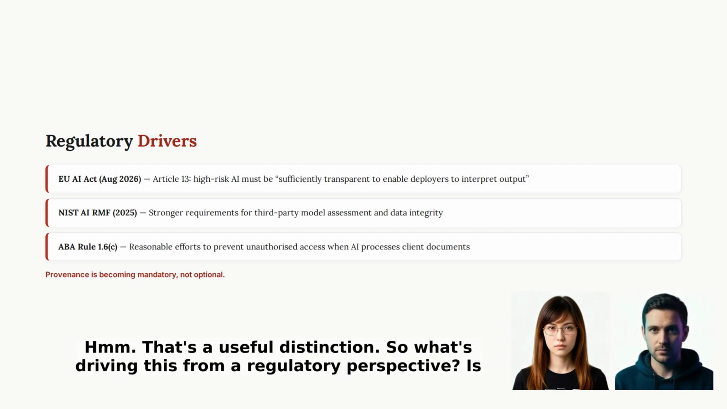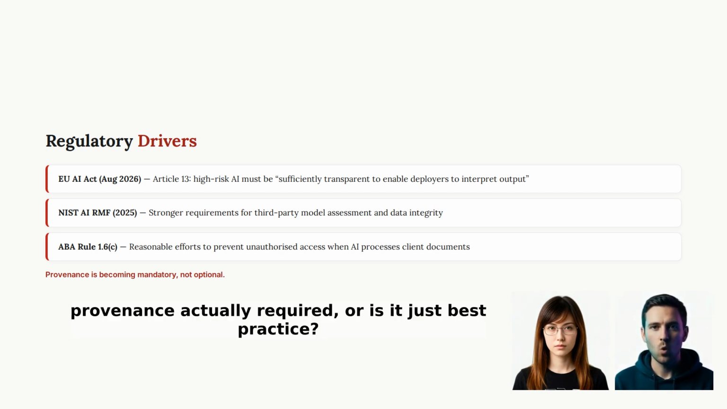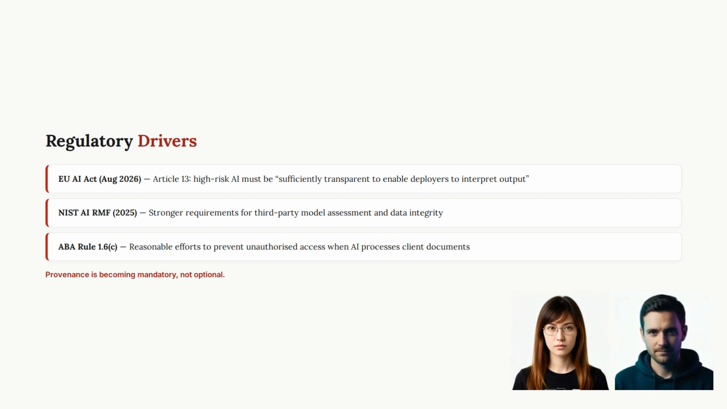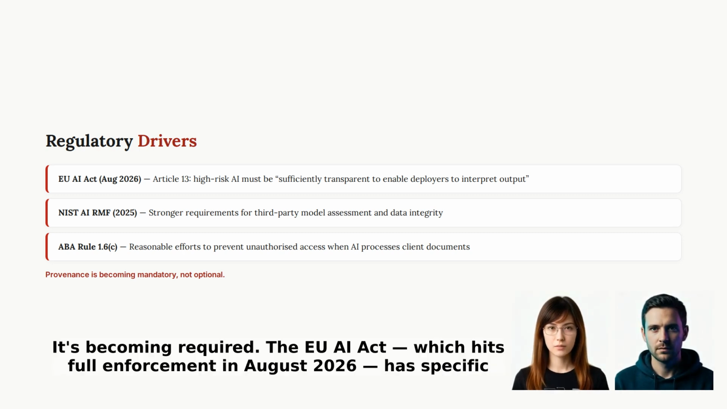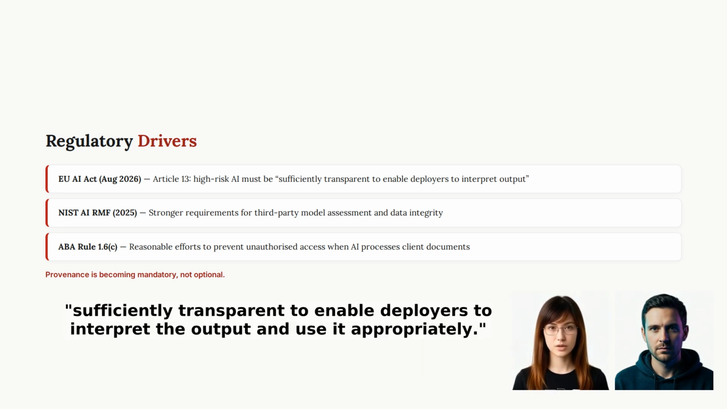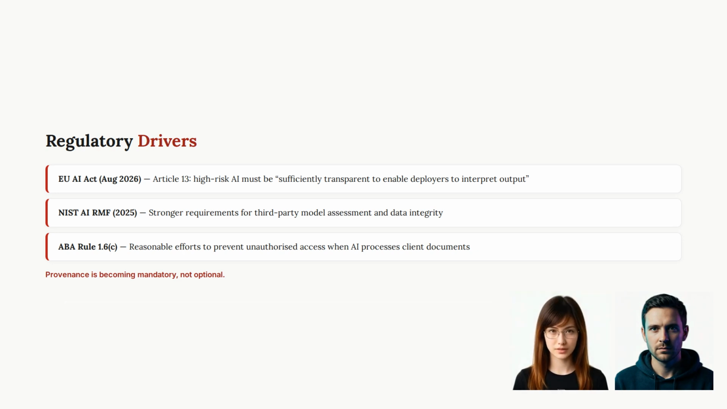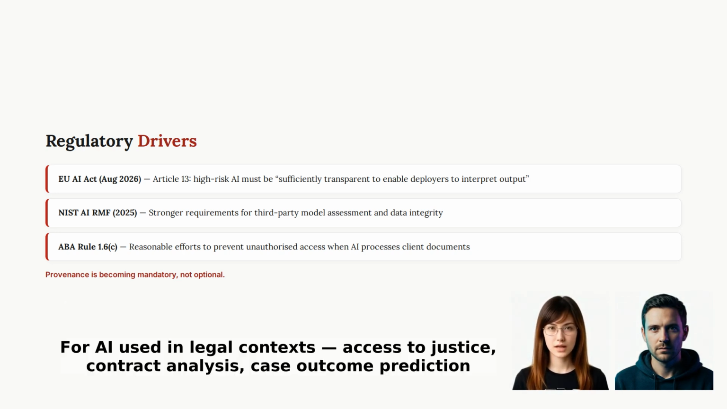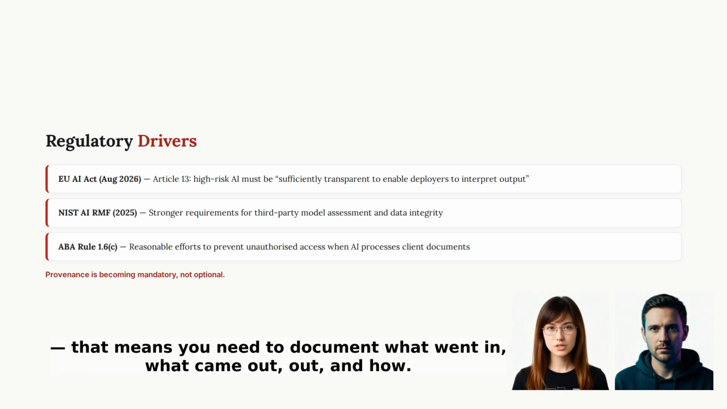That's a useful distinction. So, what's driving this from a regulatory perspective? Is provenance actually required, or is it just best practice? It's becoming required. The EU AI Act, which hits full enforcement in August 2026, has specific transparency requirements for high-risk AI systems. Article 13 says these systems must be sufficiently transparent to enable deployers to interpret the output and use it appropriately. For AI used in legal contexts, access to justice, contract analysis, case outcome prediction, that means you need to document what went in, what came out, and how.